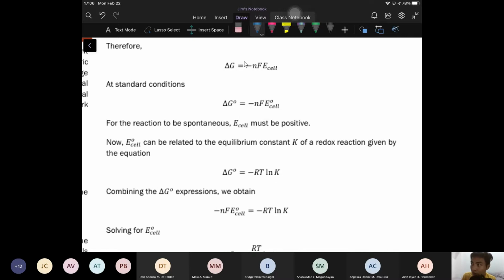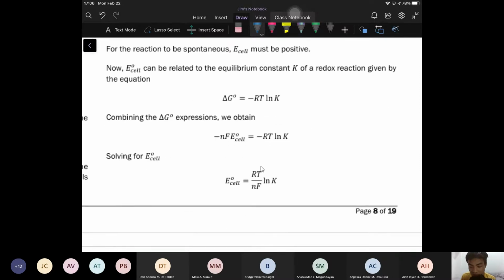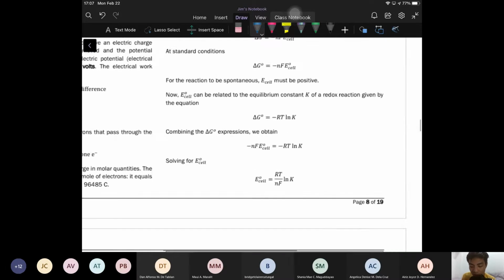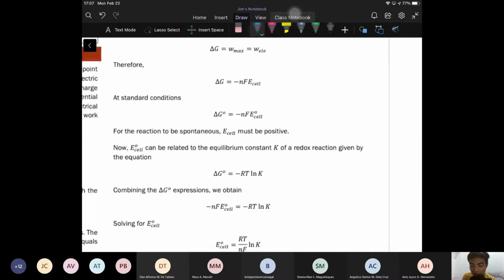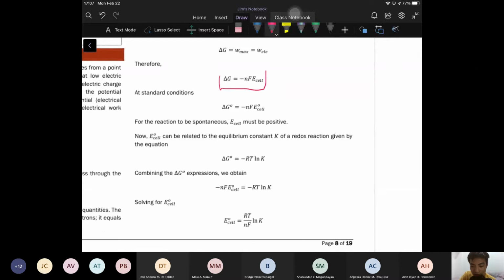So if we combine the two equations, since parehas yan delta G, we will arrive at the final equation: E naught cell is equal to RT over nF ln K, where R is the gas constant in energy units, T is the temperature in Kelvin, n is the moles of electrons, F is the Faraday's constant, and K is the equilibrium expression or the equilibrium constant. Okay? So, tatlong equations yung kailangan natin isabuhay dito. So, anong equations yon? That will be this one. Same lang naman tong dalawa. Okay?